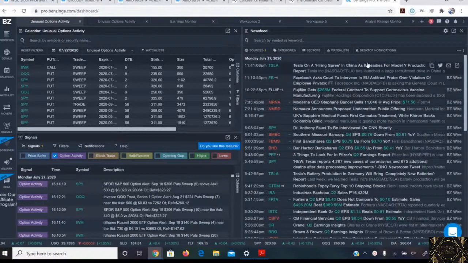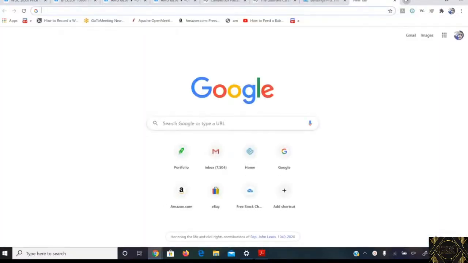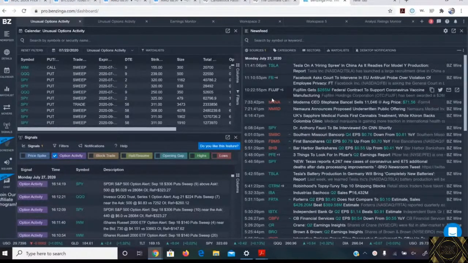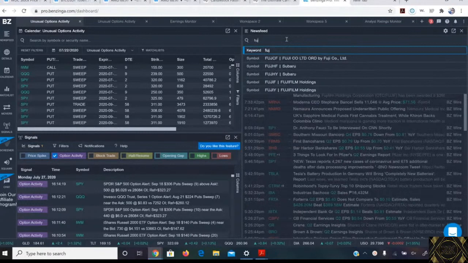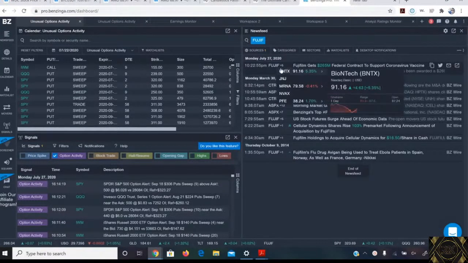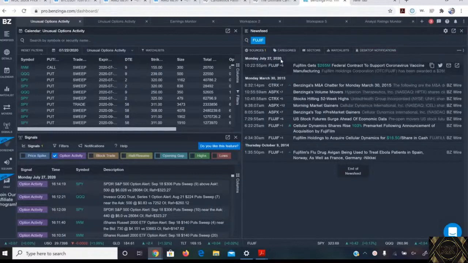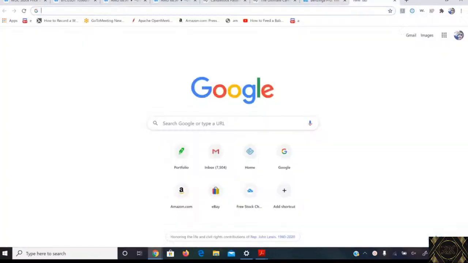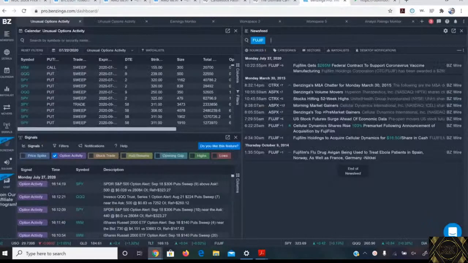So what you want to do pretty much from there is go and do your analysis. Obviously, market is closed right now, and this news came in at 10:22 p.m. What I would do from there is look at the stock and see when the news came out. The news came out at 10:22 p.m., so that means nobody really got in on it unless it's after hours. 4 a.m. would have been the minimum time that they could get in on that.